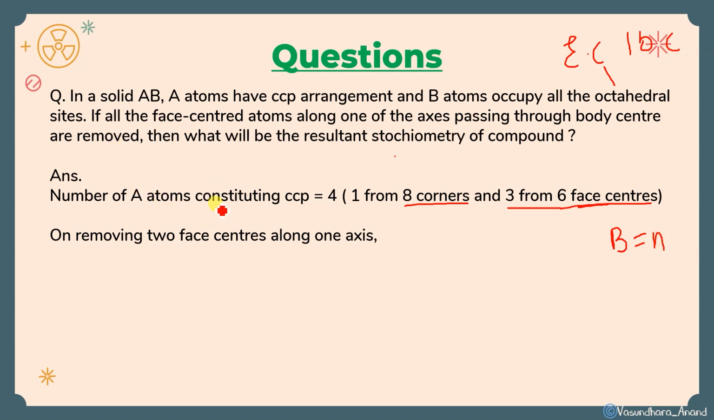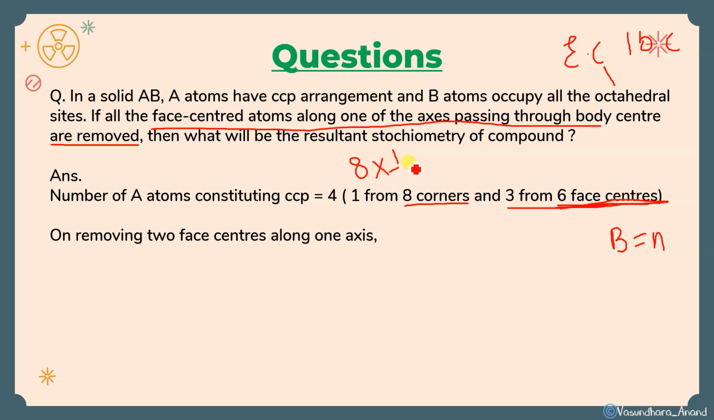Now see this, the number of A atoms which form the CCP, that is due to 8 corners and 3 from 6 face centers. Is it clear, children? This is the face center. So if I am going to remove the face centers along one axis, that means it is going to change what? Axis passing through the body center are removed. Okay. So it is going to change the number of atoms of A. Is it okay? So the number of atoms, if we take 4, how we get that: 8 into 1 by 8.